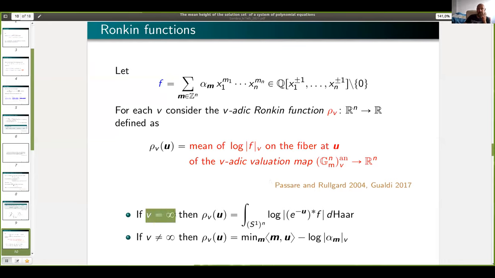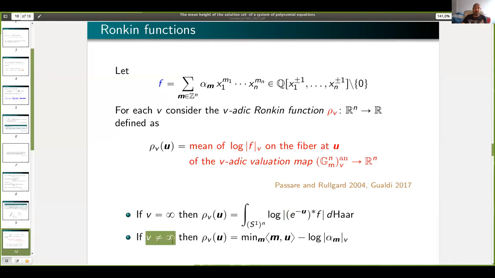So for instance, when you take the place at infinity, then a Ronkin function is a Mahler measure. It's indeed the Mahler measure of a twist of your given polynomial by some number, by the exponential of your point. So in the Archimedean case, the Ronkin function, which was named by Passare and Rullgård, much earlier than Gualdi, is indeed a function for which each of its values is a Mahler measure. It's computed as a Mahler measure. Okay. It's well defined. It is not very easy to compute, but it is well defined.